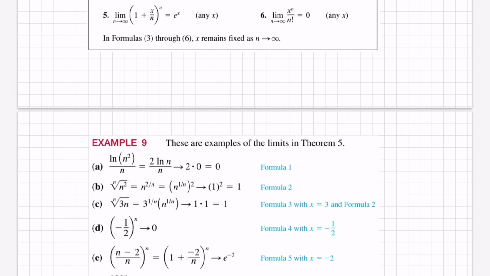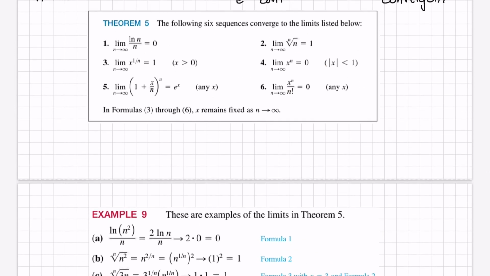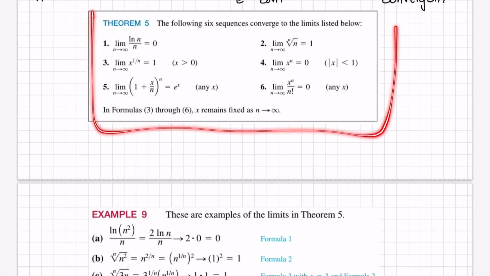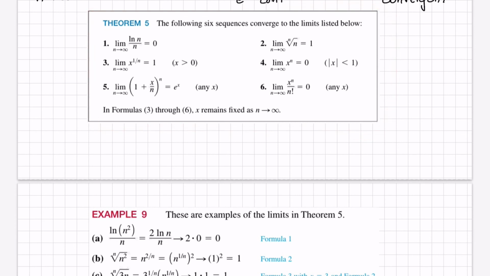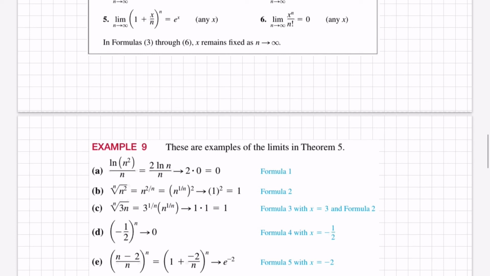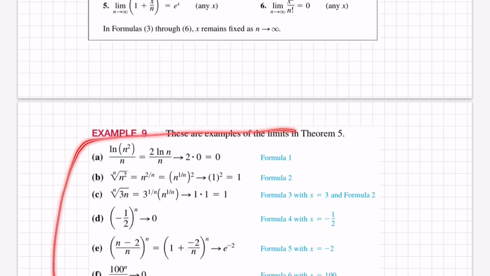Okay? And then you can see that this looks exactly like that one over there for x equals 100. So think of the x in this list as a number. And then you can find all these limits, because that is what we're going to be dealing with. Okay?